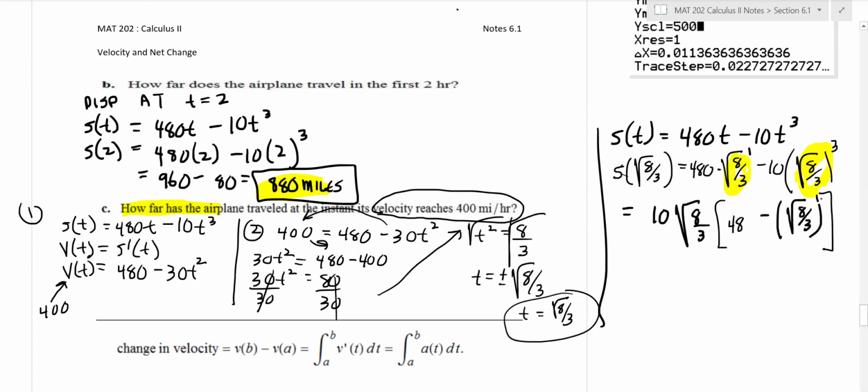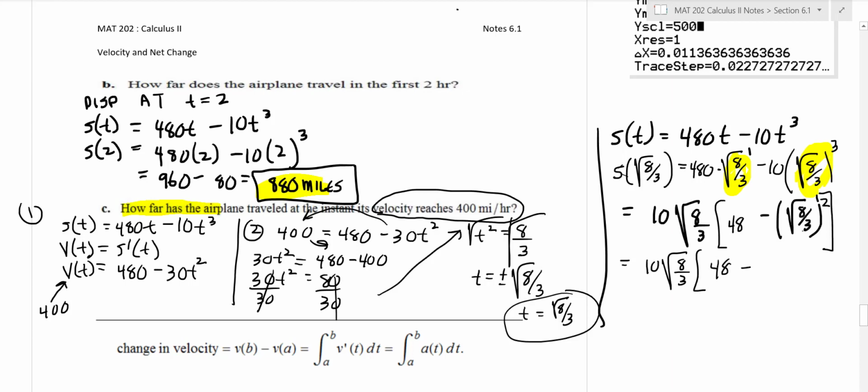And let's see. That was to the second power. Okay, so I took a 10 out. I took a root 8/3 out, so 10 times 48 is 480, and then that's right. Okay, so here's what I have. I'm going to write down the 10 root 8/3 times 48.